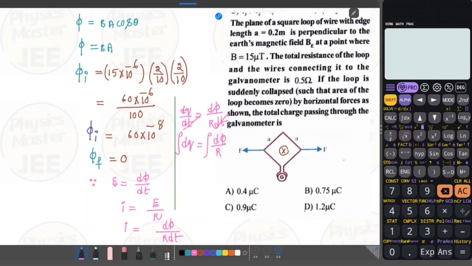So you can also integrate it to get the charge. Therefore, what is the charge here? Q is equal to the integral of dΦ by R, and ΔΦ is nothing but 60 into 10 power minus 8, divided by 0.5. So Q is equal to 1.2 microcoulombs. So this is the answer for this question.